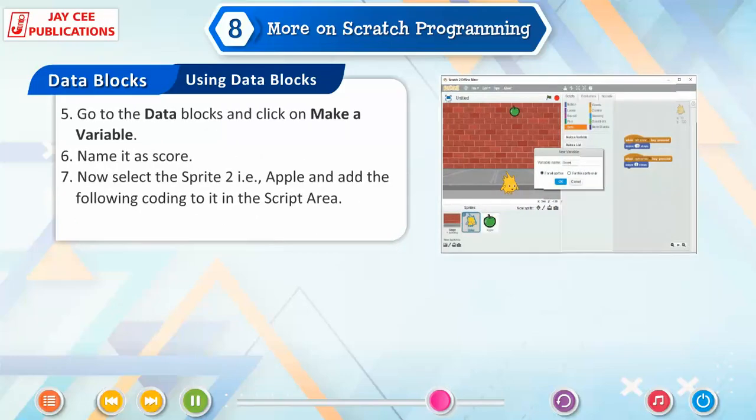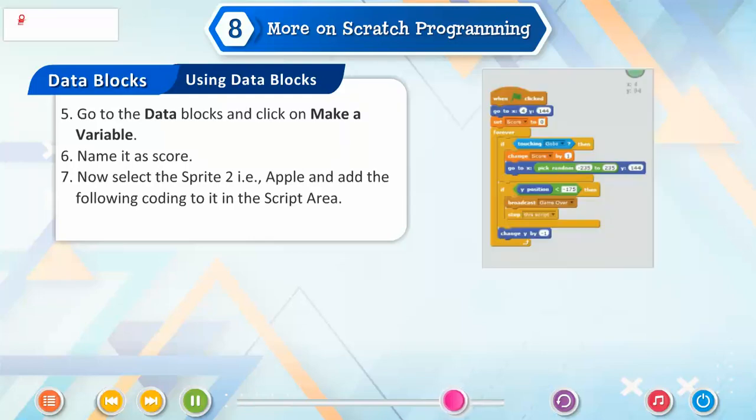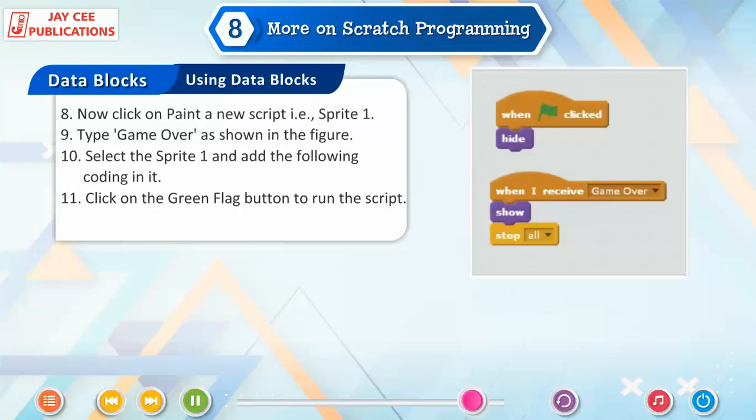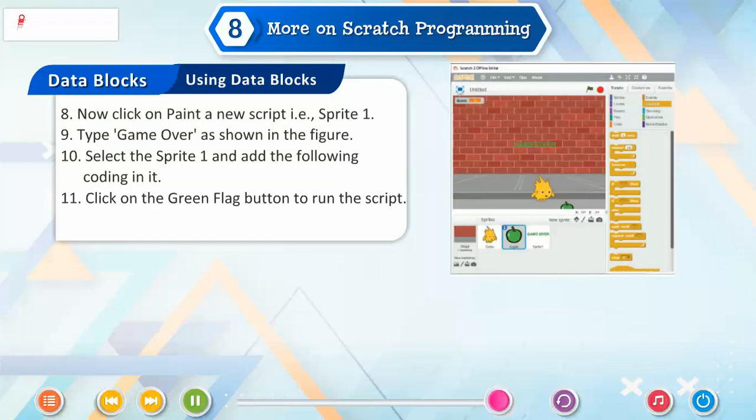Go to the data blocks and click on Make a variable. Name it score. Now select sprite 2, for example, Apple, and add the following coding to it in the script area. Now click on Paint a new sprite, for example, sprite 1. Type Game Over as shown in the figure. Select sprite 1 and add the following coding in it. Click on the green flag button to run the script.